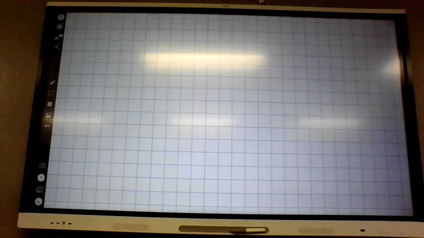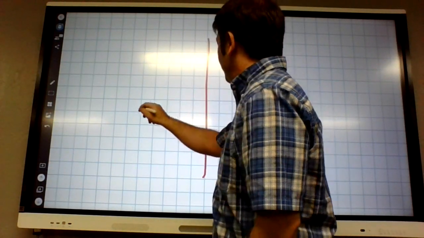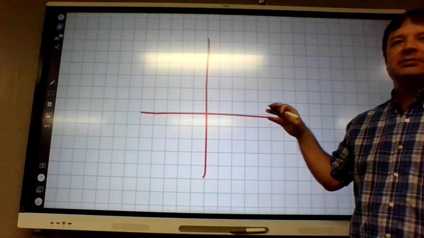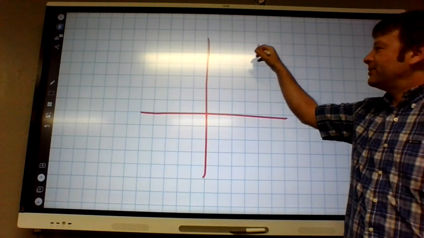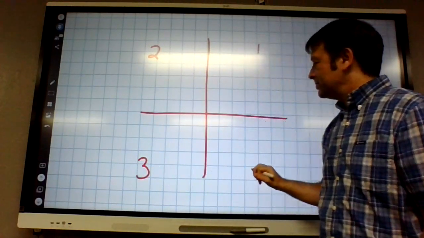We need to know quadrants. Like 1, 2, 3, 4. So, all right, guys, bring it back. The quadrants. Do you guys remember these? That's 1, 2, 3, 4. It starts over here and it goes counterclockwise like that.